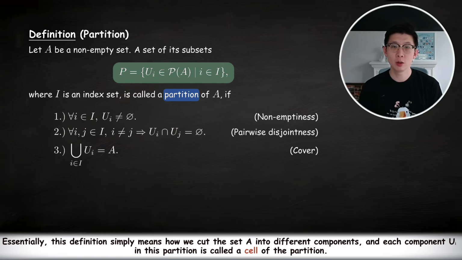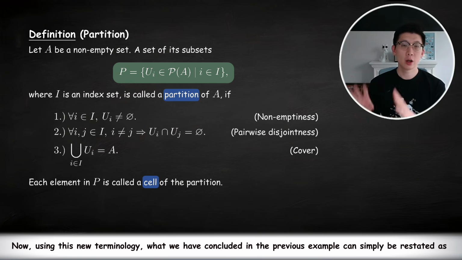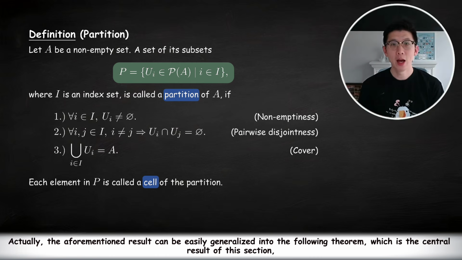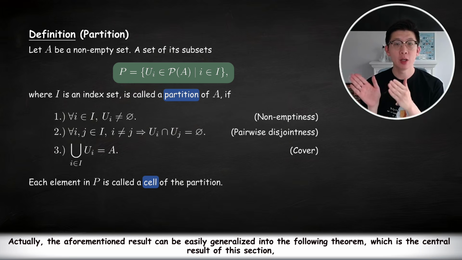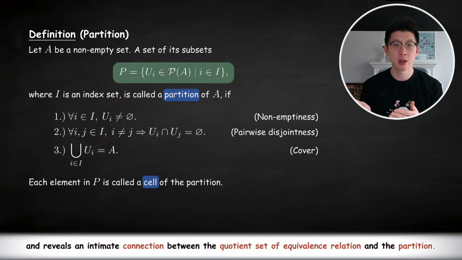Essentially, this definition simply means how we cut the set A into different components, and each component Ui in this partition is called a cell of the partition. Now, using this new terminology, what we have concluded in the previous example can simply be restated as: the quotient set of Z modulo that equivalence relation forms a partition of Z. Actually, the aforementioned result can be easily generalized into the following theorem, which is the central result of this section and reveals an intimate connection between the quotient set of an equivalence relation and a partition.